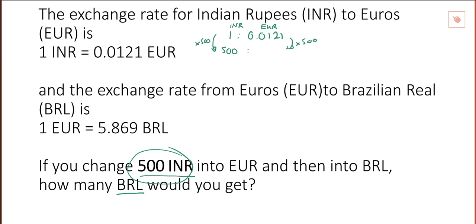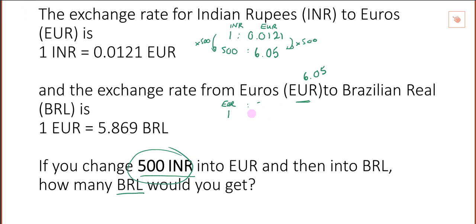So I'm going 0.0121 multiplied by 500 equals 6.05. So that's the euros. I now know I've got 6.05 euros. It's not that much money, is it? Let's now use this to convert to Brazilian real. So if 1 euro is 5.869, oh, writing in the wrong place like earlier.